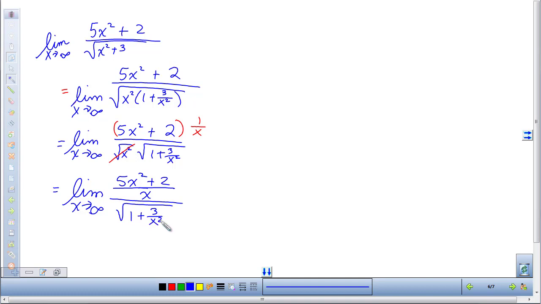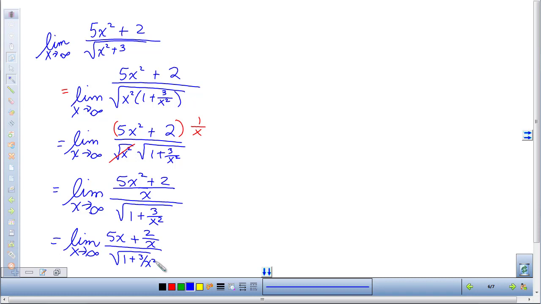My denominator is good because we've got that form where we have a constant over x to some positive power. I know the limit of this thing as x approaches infinity is 0. The limit of 1 as x approaches infinity is just going to be 1. So we're good there. Now we need to manipulate our numerator a little bit and simplify. 5x squared over x is 5x, plus 2 over x. We still have our square root of 1 plus 3 over x squared.